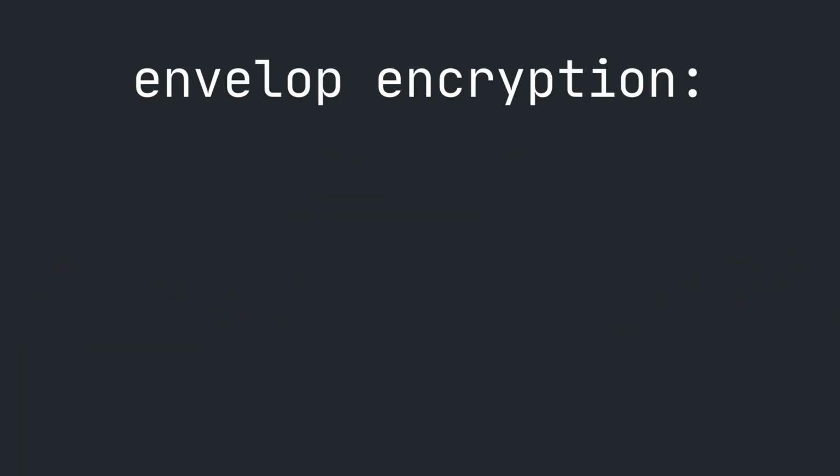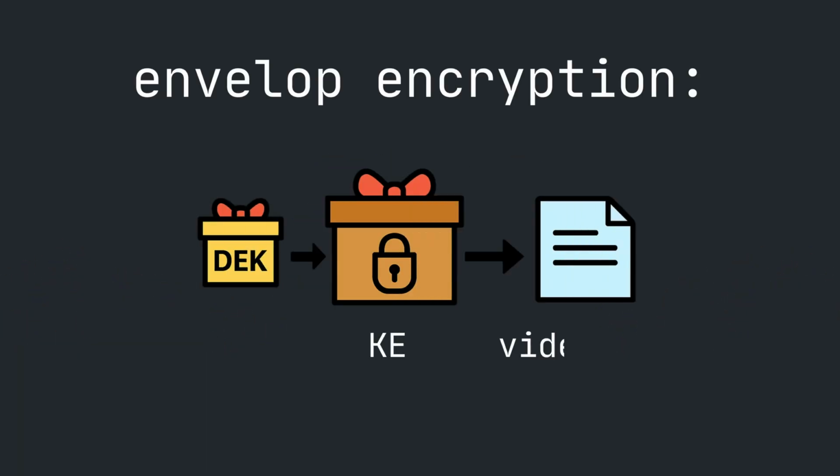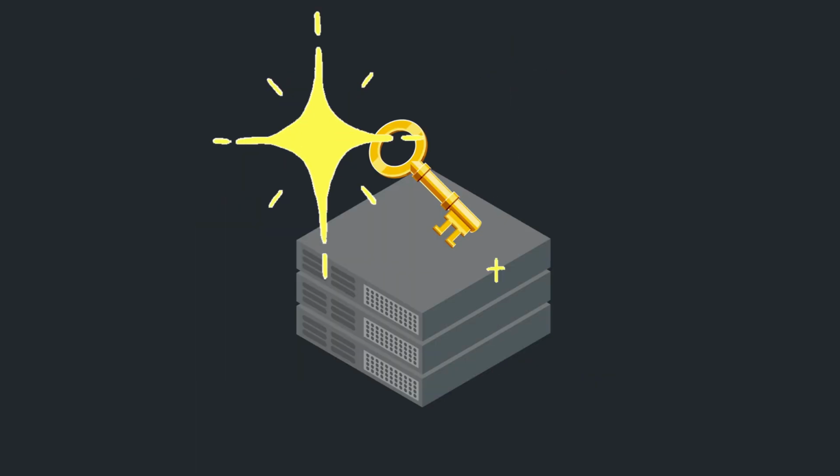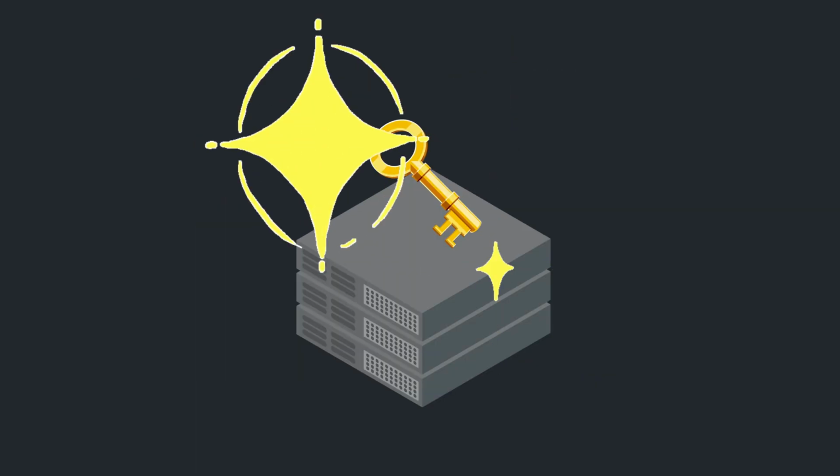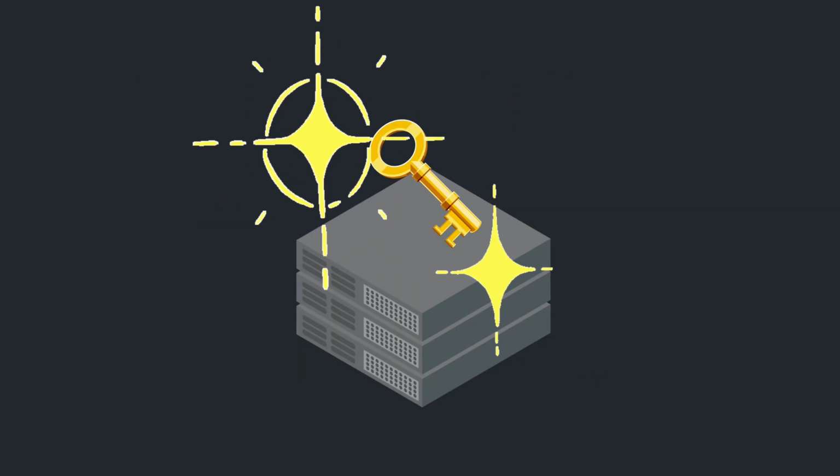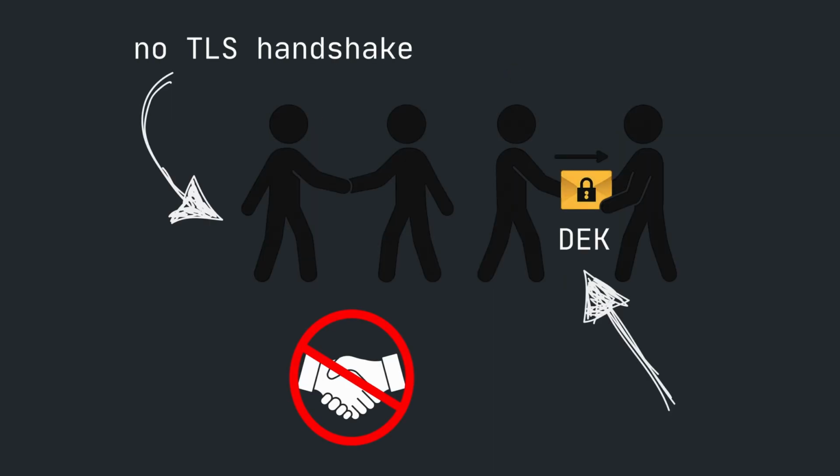Their solution was envelope encryption, where they give each device a one-time data key and wrap that key in a master lock and bundle both with your video or chat. Servers only keep the master lock, so they never store a billion little keys. You can still unwrap any box instantly. By sending the wrapped deck, there's also no fancy handshakes needed.